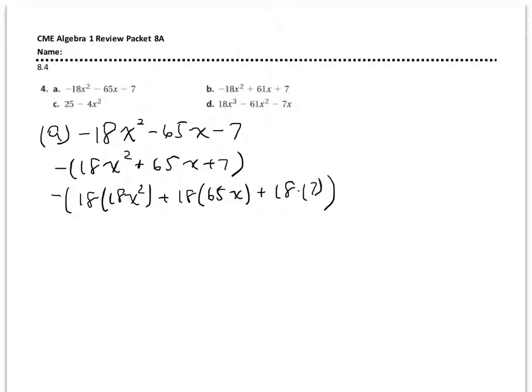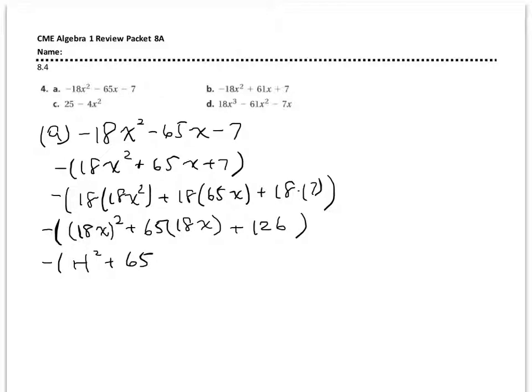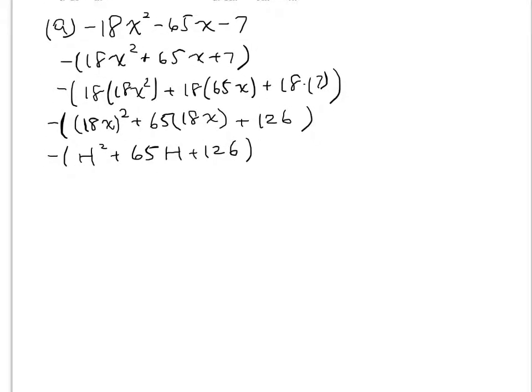But if we divide by 18 at the end, it's not going to be a problem. So we have 18x squared plus 65 times 18x. You see I'm using the commutative property to switch around. Plus 18 times 7 gives us 126. Then we're going to hide the 18 part for now, so it looks like h squared plus 65h plus 126. Now it looks more familiar.